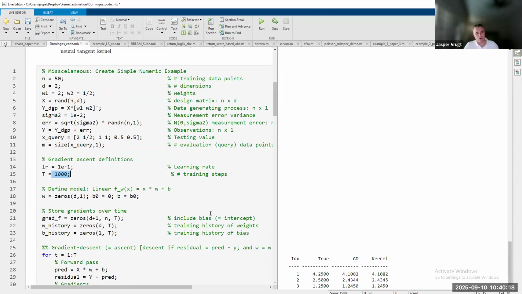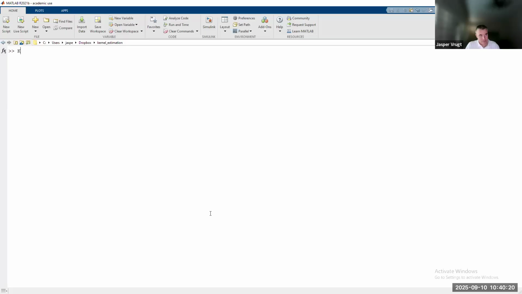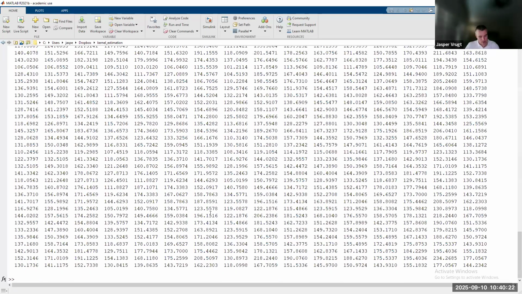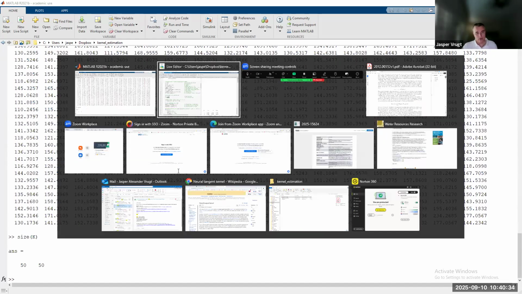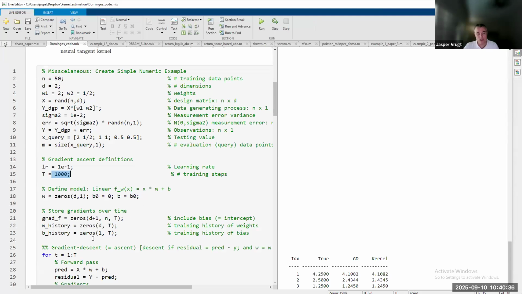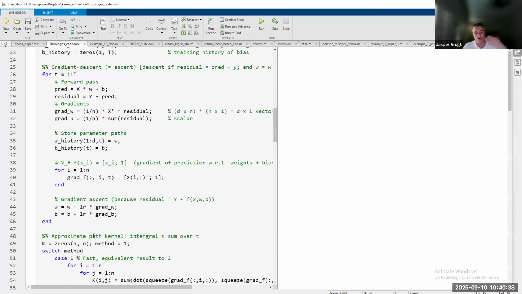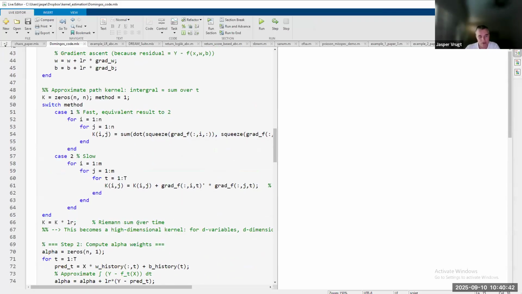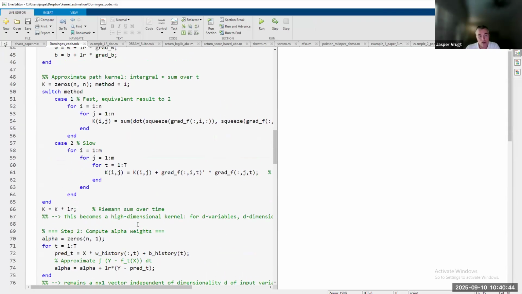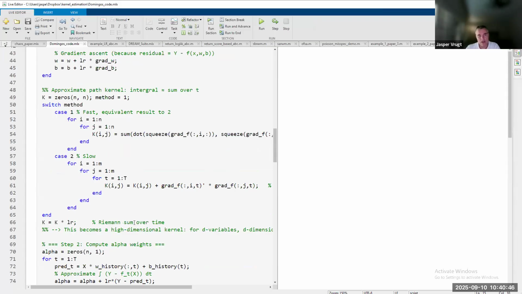If you now look at the kernel itself, the size of that kernel is 50 by 50, because I have 50 training samples. So if we have 1,000 training samples, or 10,000, these kernels grow very rapidly with dimensionality, number of training samples and number of parameters. So that's a huge limitation, obviously.